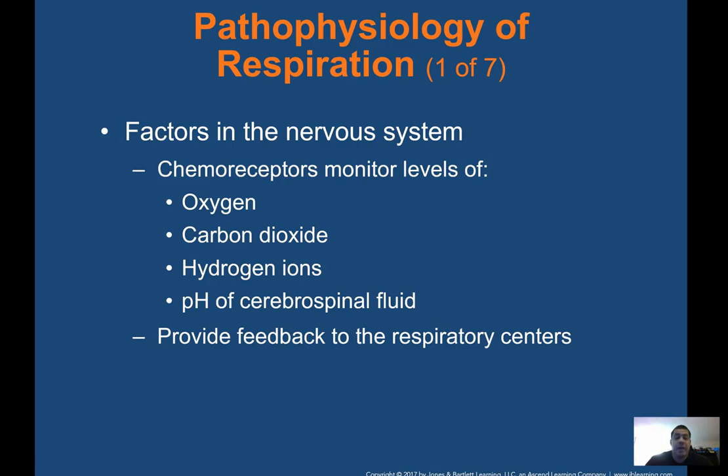Pathophysiology of respiration. Factors in the nervous system. Chemoreceptors monitor the levels of oxygen, carbon dioxide, hydrogen ions, and pH of cerebral spinal fluid. They provide feedback to the respiratory centers.